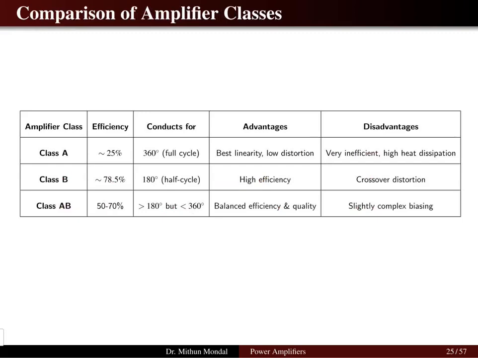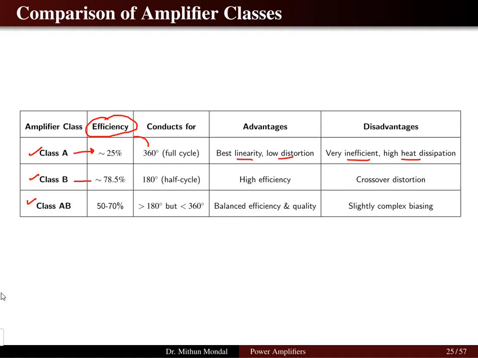When we compare the class A, class B and class AB amplifier in terms of efficiency, we saw in the previous lecture that for class A amplifier, the maximum efficiency is 25% and the conduction is for 360 degrees, that is the full cycle of the AC wave, and it has the best linearity and low distortion. However, it is inefficient and produces high heat, for which a heat sink is required.